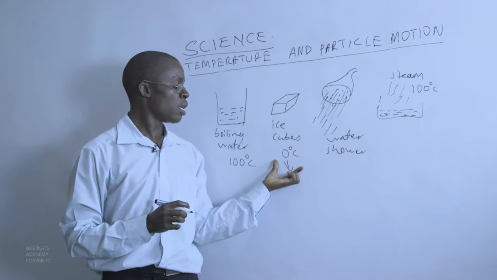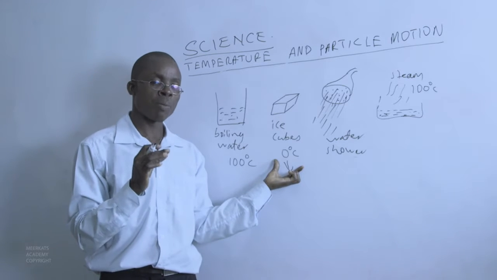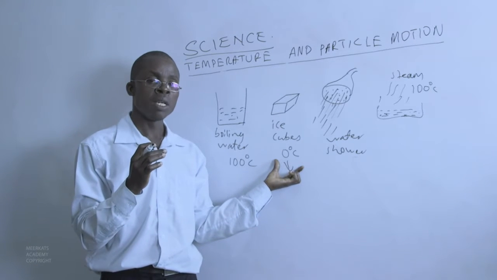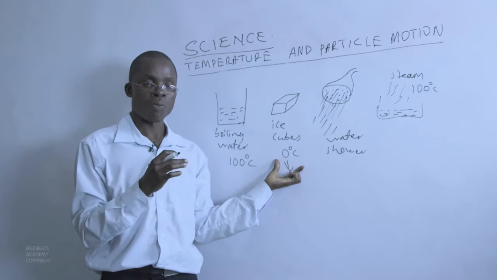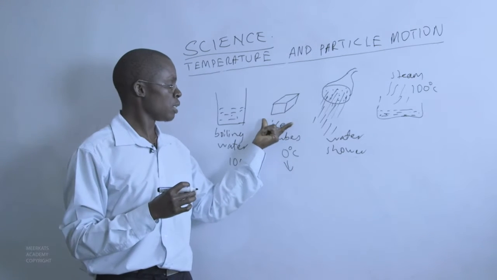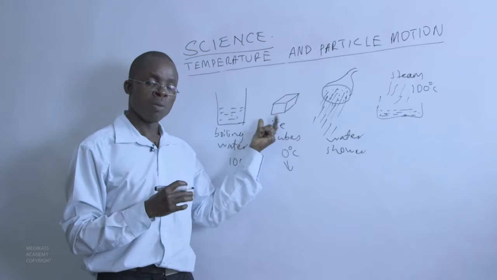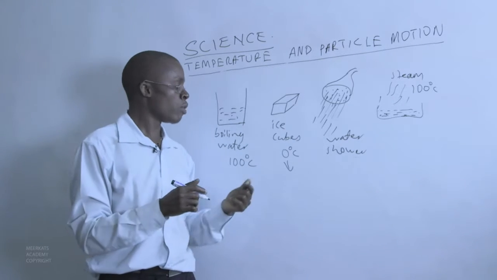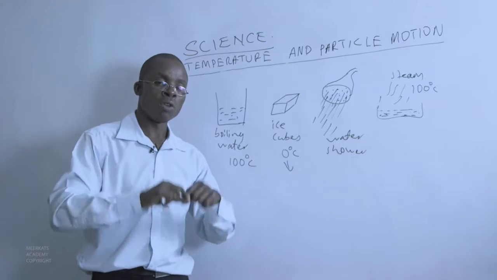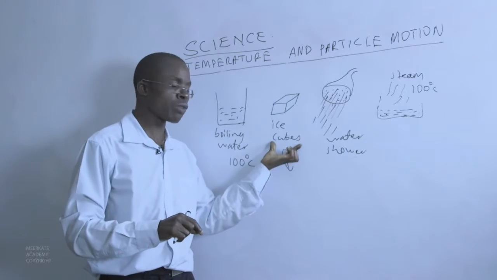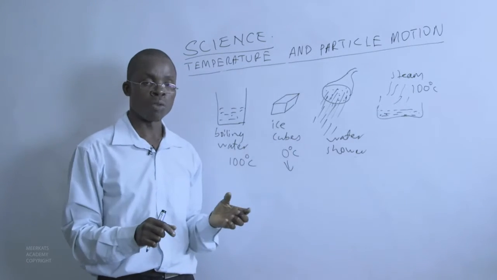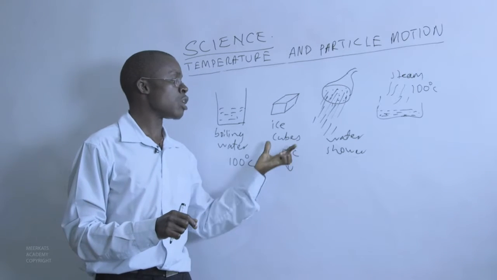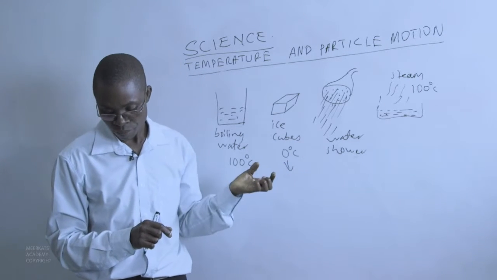In ice cubes, the movement of the water particles will be the slowest. Reason being, in the ice, being a solid, particles have lost energy, because for you to form ice, you lost energy. So it has very little energy for them to move. And as a result, they only vibrate.